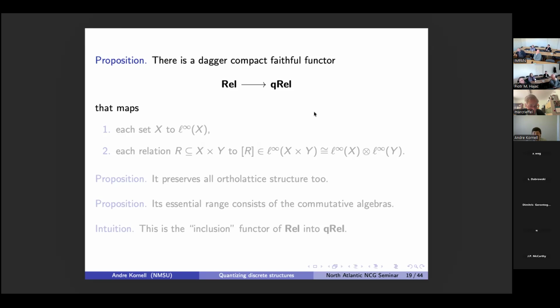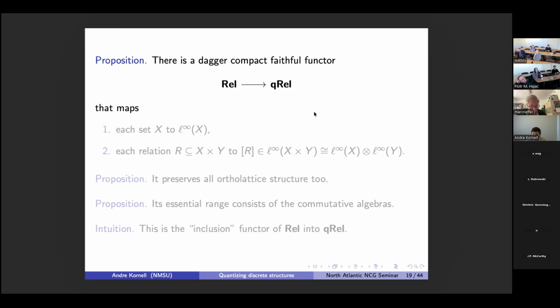In fact, I notice now that I omitted an important word. It should be full and faithful. Full and faithful. What does that mean? It means that when I start with two sets and I view them as these von Neumann algebras, then the morphisms that I had between the sets, the relations, correspond bijectively with the relations that I have in QREL. So I don't pick up any new morphisms and I don't identify any old morphisms.